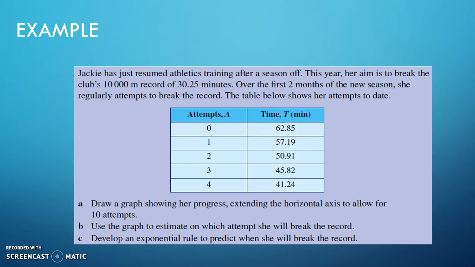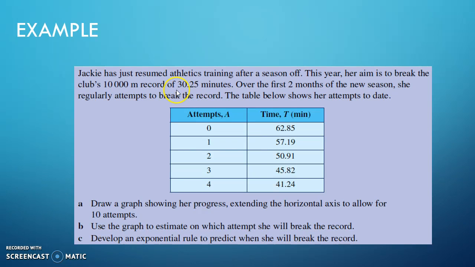We'll look at a second example now. Now we've got running times, and as you can see, after each attempt, the time is decreasing. So we're going to have an exponential decaying function here. We're going to draw a graph showing her progress, plot these points to show that it is an exponentially decaying function, and then develop a rule to predict when she'll break the record.